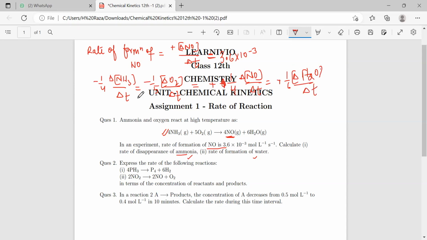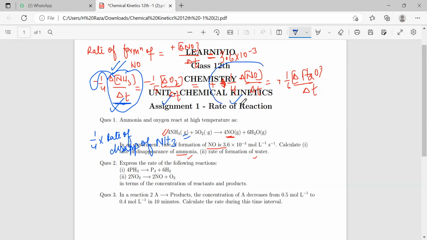Now see, if you look only at this part, this is your rate of disappearance. Negative with negative, this is the rate of disappearance of NH3. Yes or no? Yes, sir. So I'm going to write 1 by 4, and this part that I just circled is basically the rate of disappearance of NH3. And all these are equal. You can see this is equal to this, and this is equal to this, and this is given.